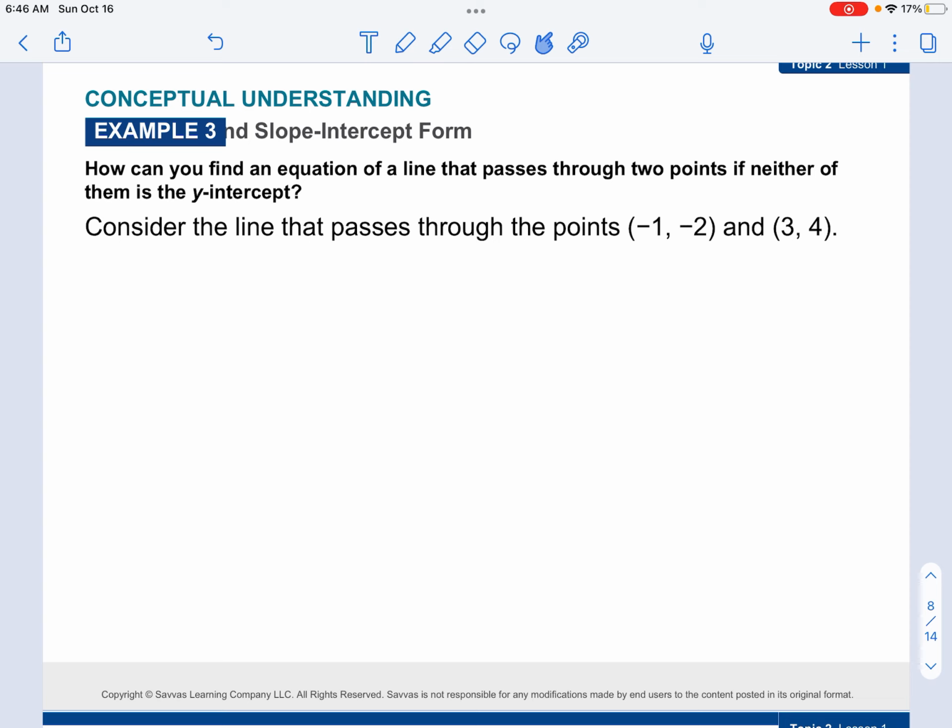Example 3 is a little bit harder. They just give you 2 points and they want you to know how you can find the equation of the line passing through the 2 points if neither one of them is the y-intercept. Okay, so I'm going to do what I know how to do. The first thing is I want to label my points.